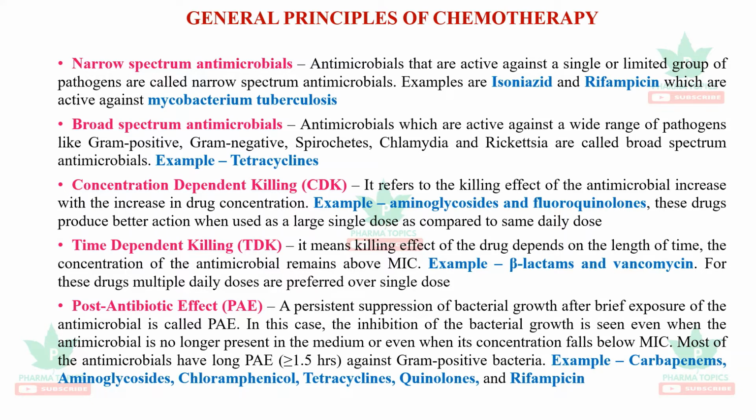There is one more concept called concentration dependent killing. This they may ask in short notes. It refers to the killing effect of the antimicrobial increasing with the increase in the drug concentration. For example, if you increase the concentration, the killing will increase. Example, aminoglycosides and fluoroquinolones. These drugs produce a better action when used as a large single dose as compared to the same daily dose given as multiple doses.